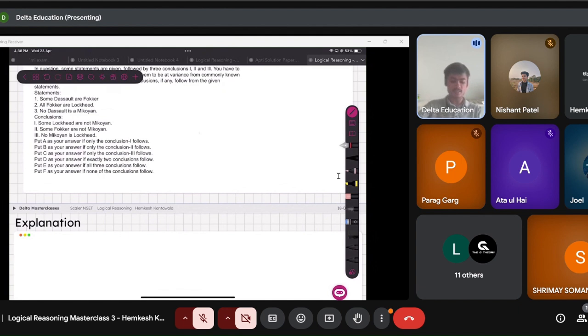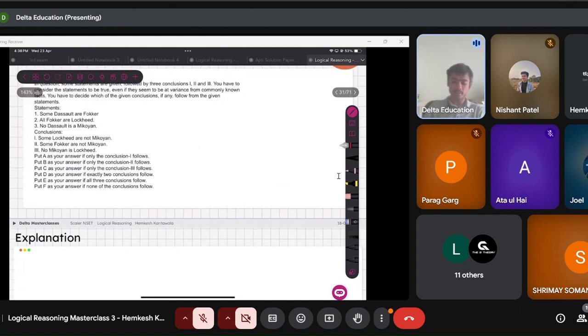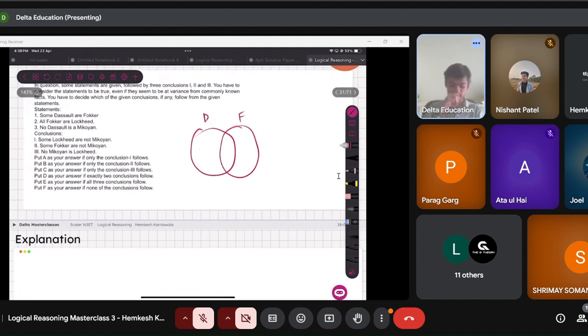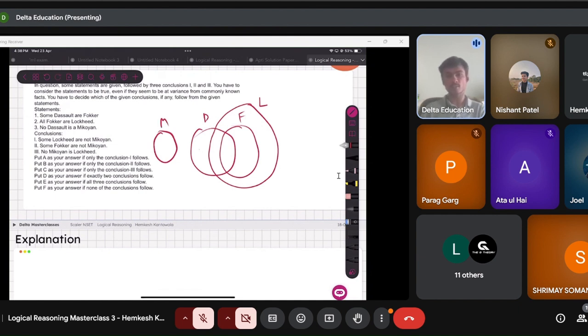So the question says that some basalt are Fokker. Simple Venn diagram we have to make. Some basalts are Fokker, correct? All Fokkers are Lockheeds. So if we make this, it would be all Fokkers are Lockheeds. Okay. No basalt is Mikoyan. We could write as this also, but make sure that in this type of questions you intersect. It means you take the worst case itself that Mikoyans are intersecting with Fokkers or Lockheeds. Correct. So this would be the correct Venn diagram.